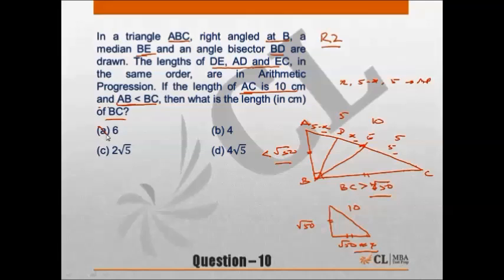That means choice A and choice B are incorrect because they are less than 7. Root 5 is approximately 2.25, so 2 root 5 would become 4.5, less than 7, incorrect. That means the correct answer should be choice D. That is the way I solve the question.